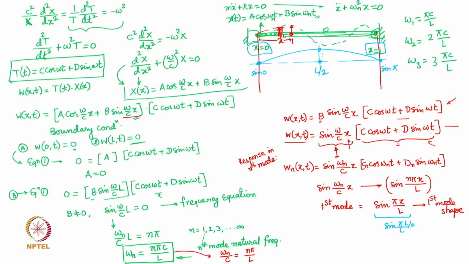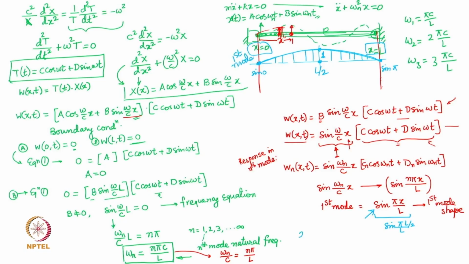So if we treat this to be a one unit quantity, the value of the displacements at each of the x values gets pre-decided by the function sine(n pi x by L) for any mode. Okay, so the first mode is governed by sine(pi x by L), and it basically encompasses a half sine wave. So this is the half sine wave for the first mode. So this is the first mode shape.